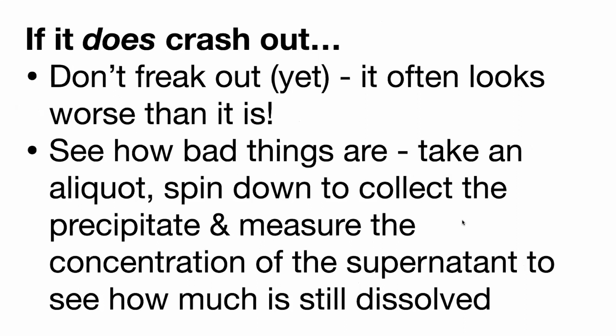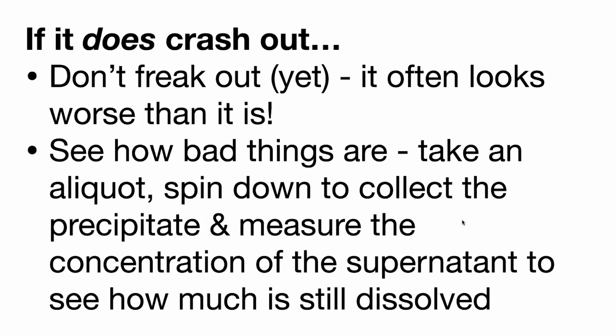So first off, you want to see how bad things are. Take an aliquot, maybe take a mil, spin it down to collect the precipitate, and then measure the concentration of the supernatant, so the liquid, to see how much is still dissolved. Hopefully, you took the concentration before you did your dialysis, and so now you can compare the concentration now to what it was before and see how much of it you've actually lost in the precipitate. And when I say lost, it might not be permanently lost, so we'll get to that in a minute. But first off, we need to assess the situation.